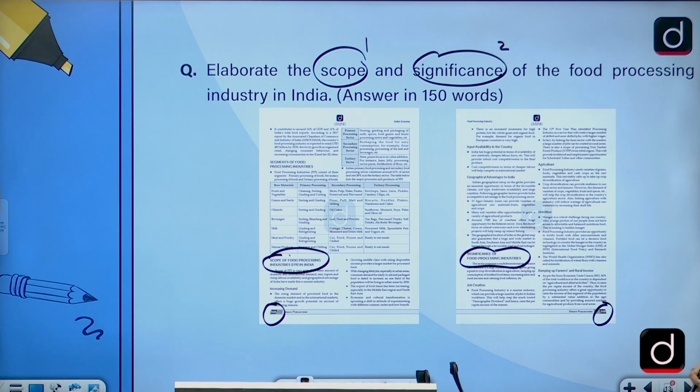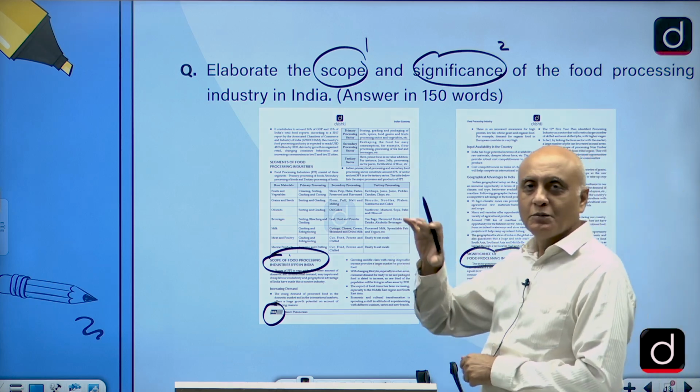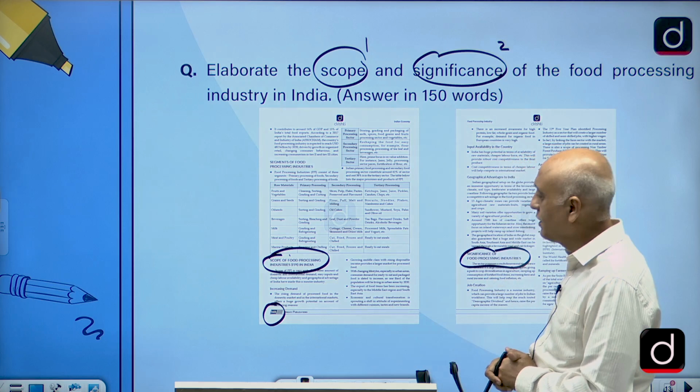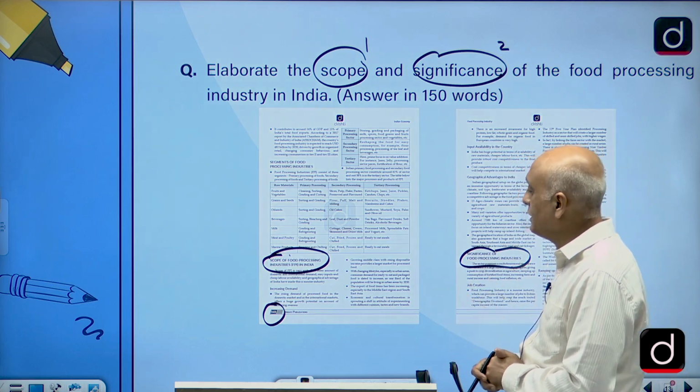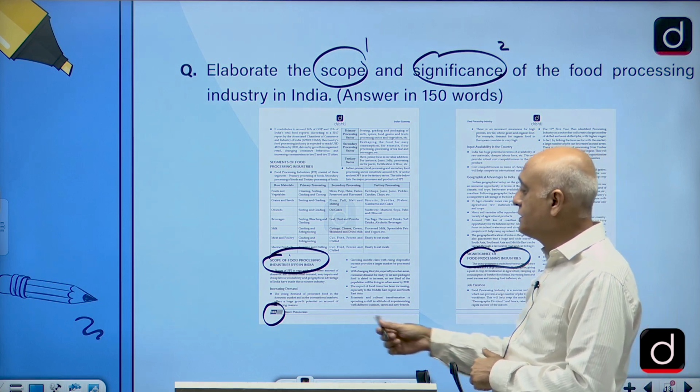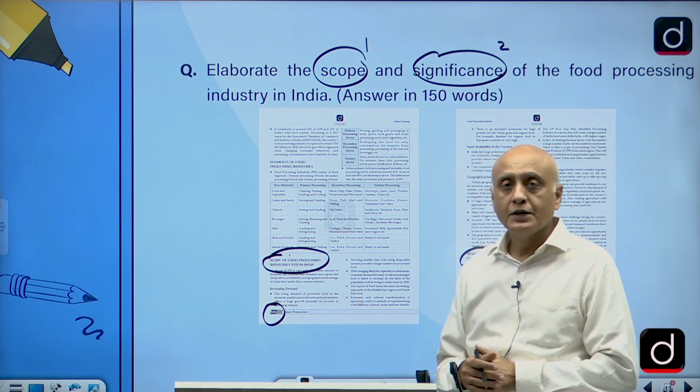So let me explain these points to you, because these are quite small points. They may not be visible to you if you watch this on a mobile phone. Probably on a laptop you can get a better view. So what we have said is that there is increasing demand for processed food.